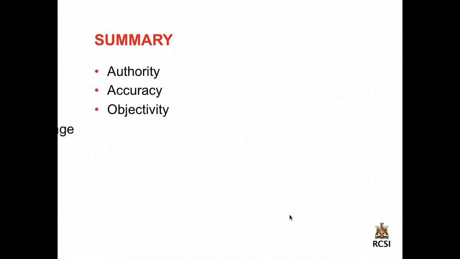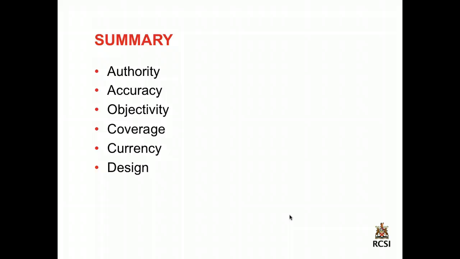So in summary, we have these 6 subject areas, 6 metrics which you might consider to apply: authority, accuracy, objectivity, coverage, currency, design. Which one suits most readily in a situation will change, but who wrote it? Where are they from? Are they affiliated with some other organisation? Is the information accurate? Is it biased in any way? Is there a commercial influence?